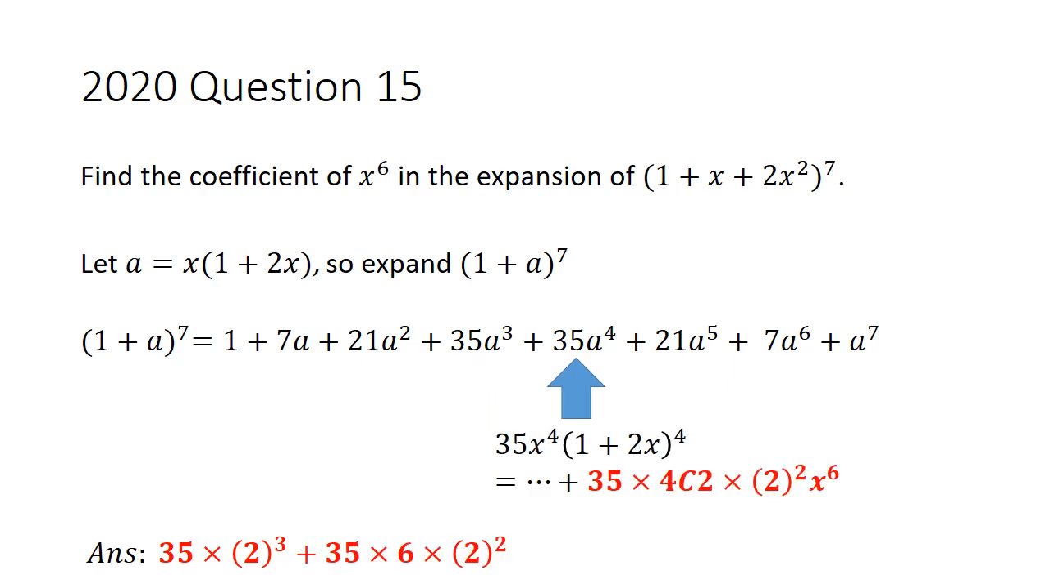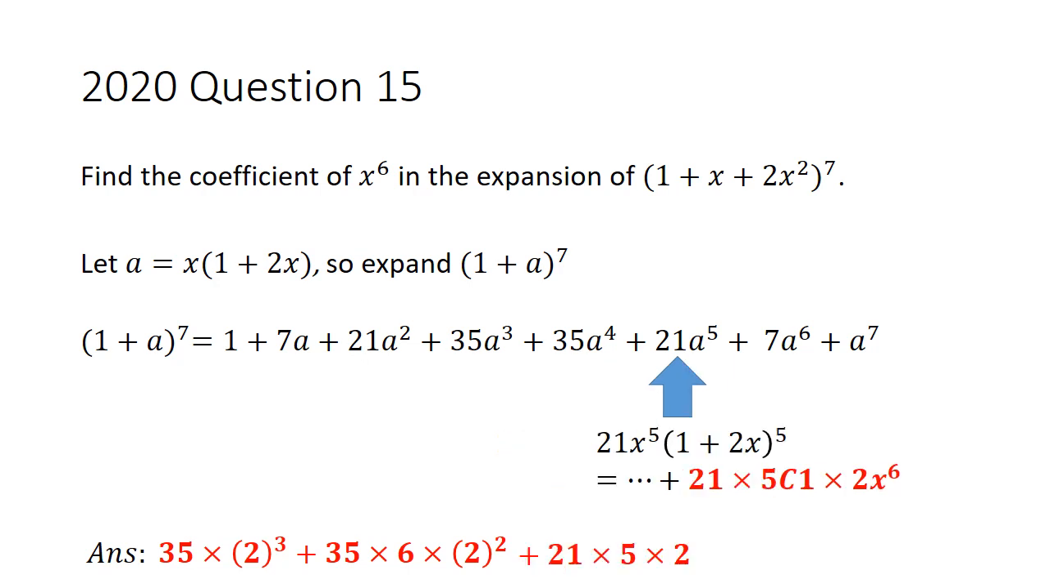Next, let's look at 35a to the power of 4. If I substitute a equals x(1 + 2x), I'll have 35x to the power of 4 (1 + 2x) to the power of 4. So now I need the coefficient of x squared from the binomial expansion of (1 + 2x) to the power of 4. That will be the third term, which is 4 choose 2 times 2 squared times x squared. So altogether, this 35a to the power of 4 contributes a coefficient of 35 times 6 times 2 squared. 6 comes from 4 choose 2.